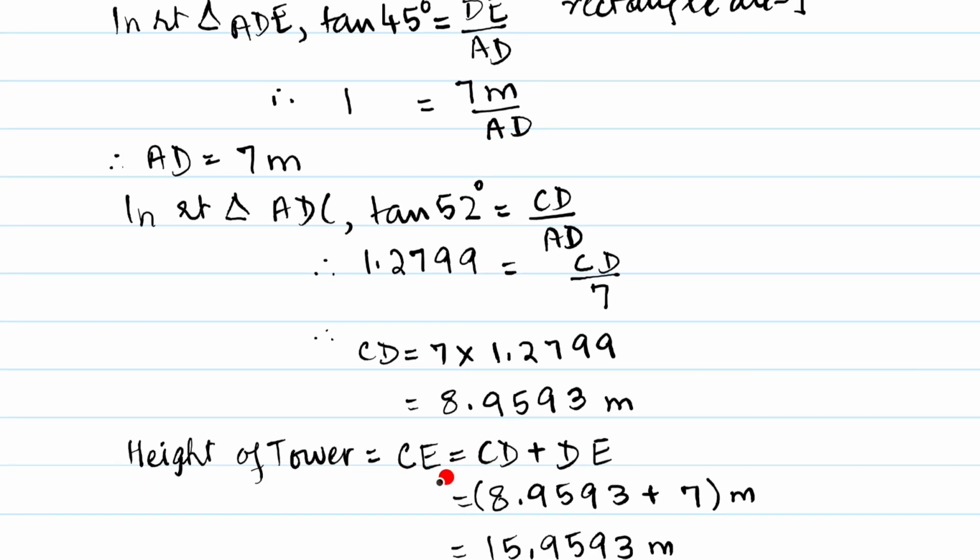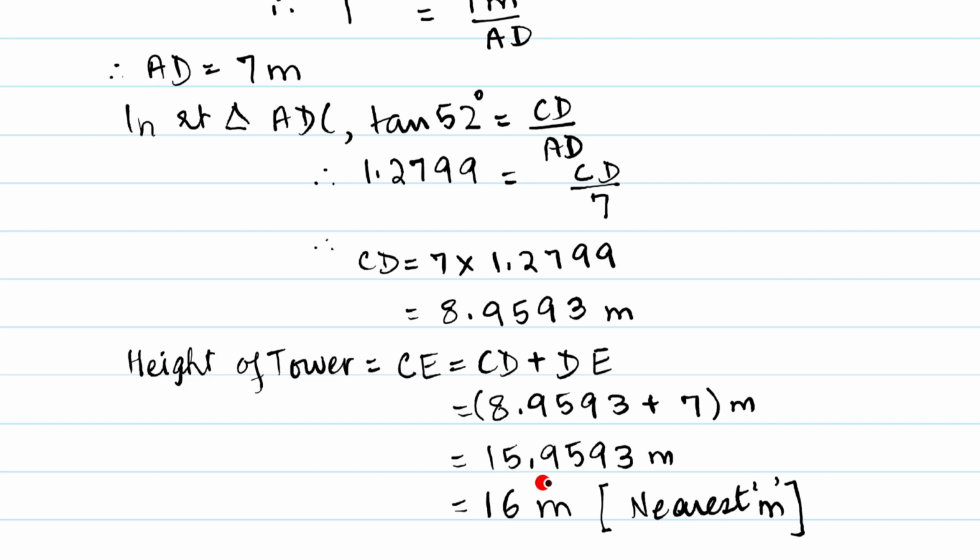The height of the tower is going to be this CD plus DE. So that is this plus this 7. That comes out to be 15.9593 meter. And we need it to the nearest meter. The next digit over here after 5 is 9. So this 5 becomes 6 and that becomes 16 meter. And that is our answer.